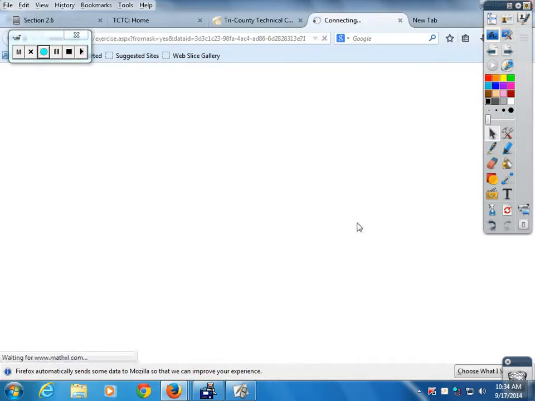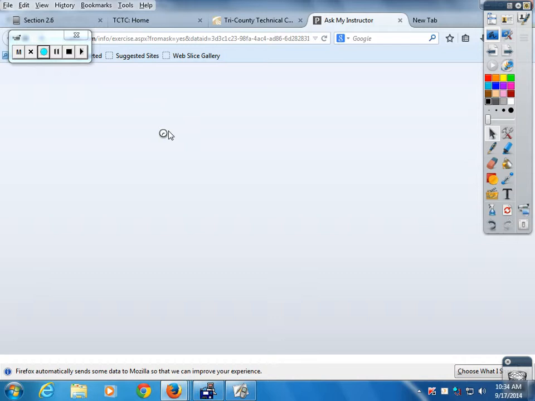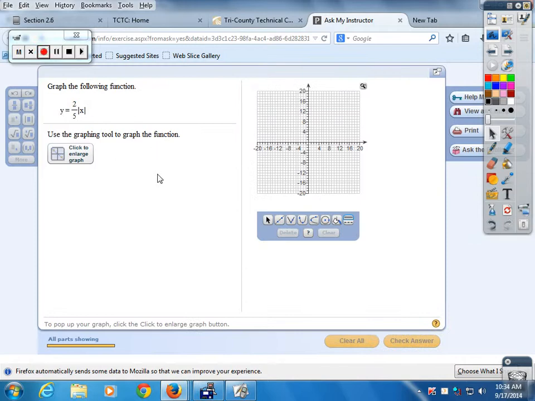2.342(8). Graph the following. What's it going to look like? What does any absolute value look like? It's going to look like a V. Do we have any horizontal or vertical shifts? No. But what does the 2/5 mean? Well, that means it's going to be wider.